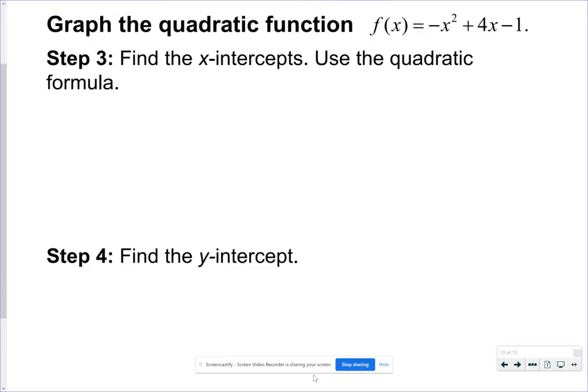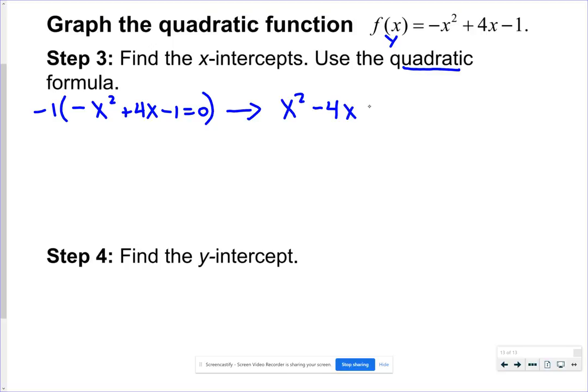So for the X-intercepts, remember we want to know when y equals 0. Here's my y. So in other words, we solve the quadratic equation, negative x squared plus 4x minus 1 equals 0. Now, I don't like to have a negative leading coefficient when I'm factoring or when I'm using the quadratic formula either. So I'm going to always multiply both sides of that equation by negative 1 and get x squared, remember to distribute, minus 4x plus 1 equals 0. 0 times negative 1 is still 0.